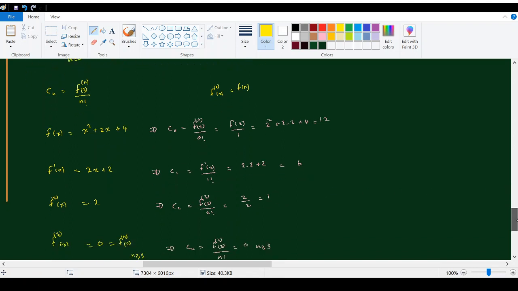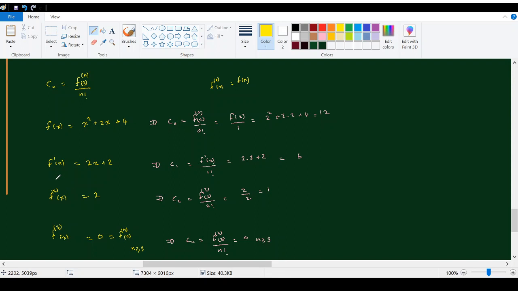But after that, what happens is, you can see that the second derivative is equal to 2, that is a constant. So after that, all the other derivatives will be equal to 0, right? Because when you differentiate this one, you will get 0, and when you differentiate 0, you will still continue to get 0. So from the third derivative onwards, you will get 0 as the answer.